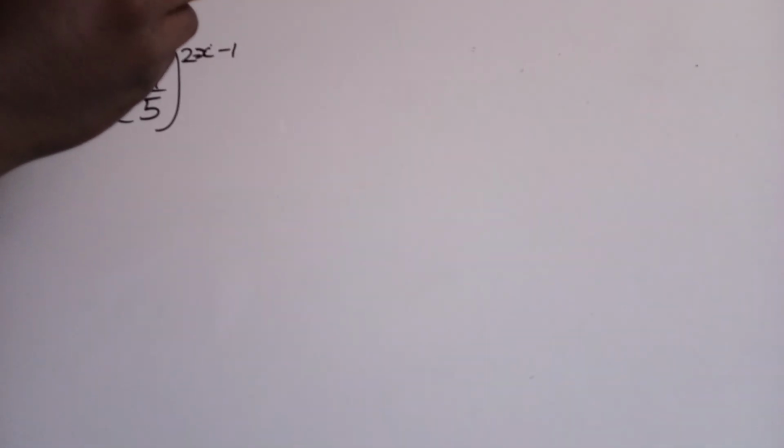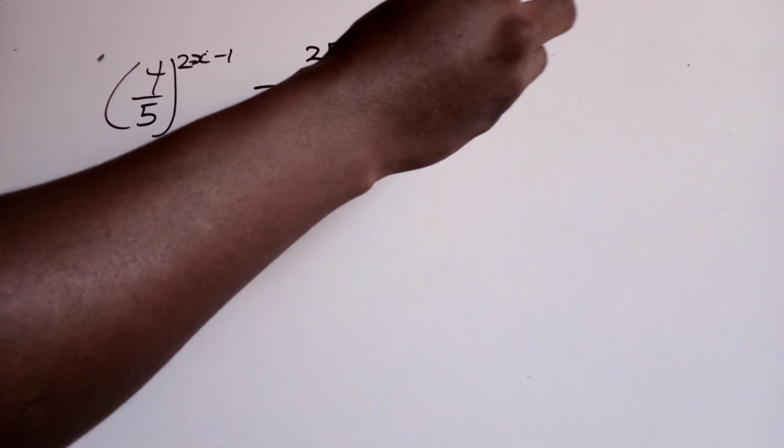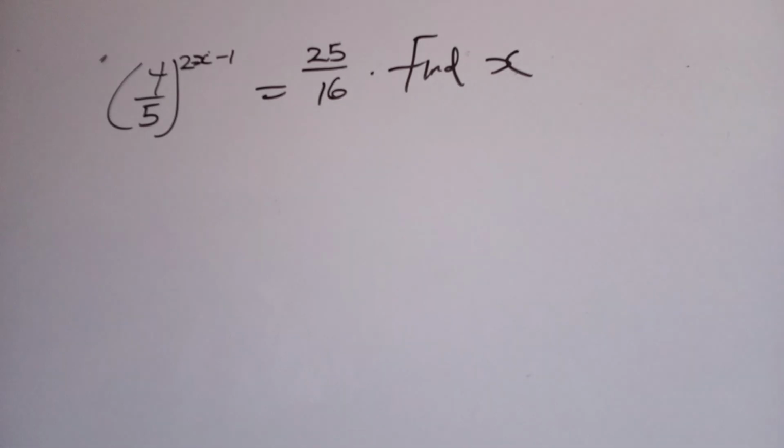Also, let's look at this problem. 4 all over 5 raised to power 2x minus 1 equals 25 all over 16. Find x. How do we go about that?